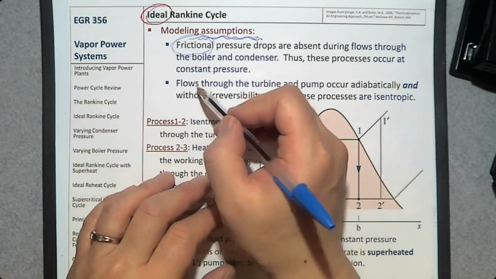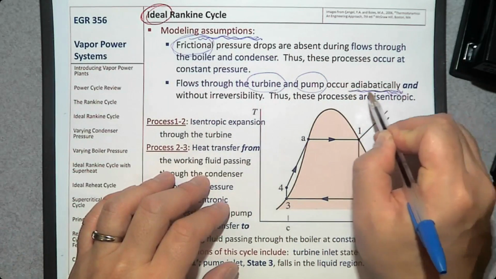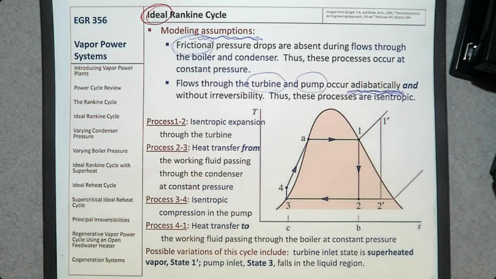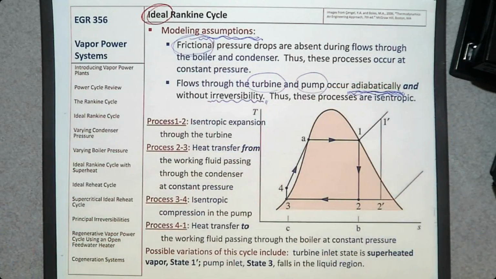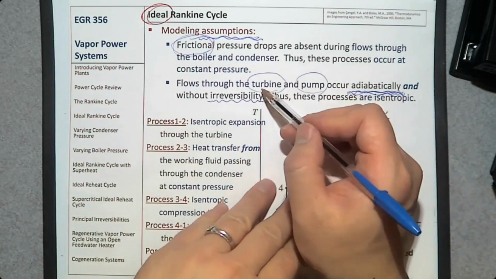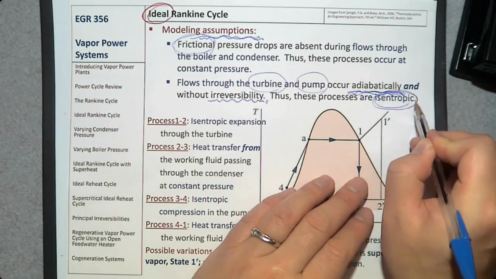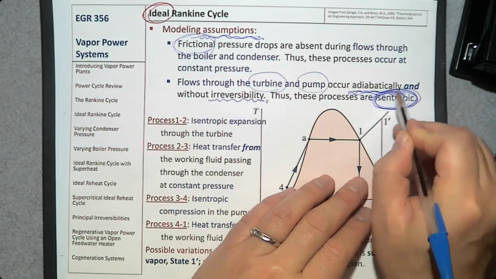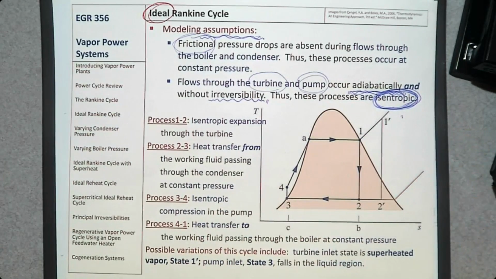And we assume that turbines and pumps are adiabatic. That means that they have a good insulation, so we are not losing any energy, and without irreversibility, that means that there is no energy loss due to friction or heat transfer. So that means they are ideal, which means ideal turbine, ideal pump. In thermodynamics, ideal means isentropic. So we assume that our turbines are isentropic, our pumps are isentropic. That means entropy does not change.